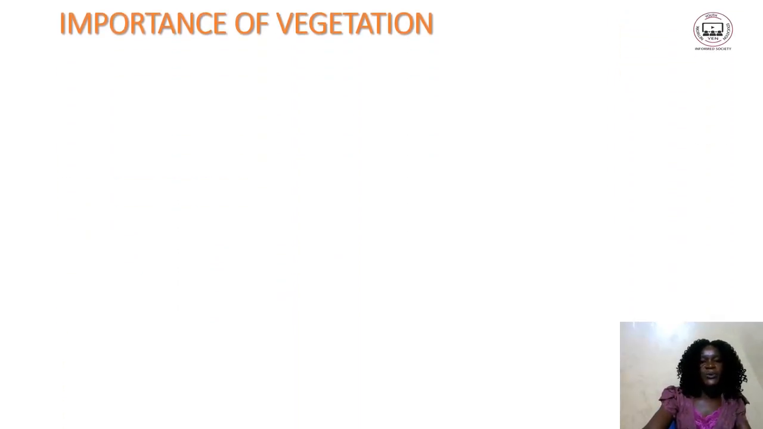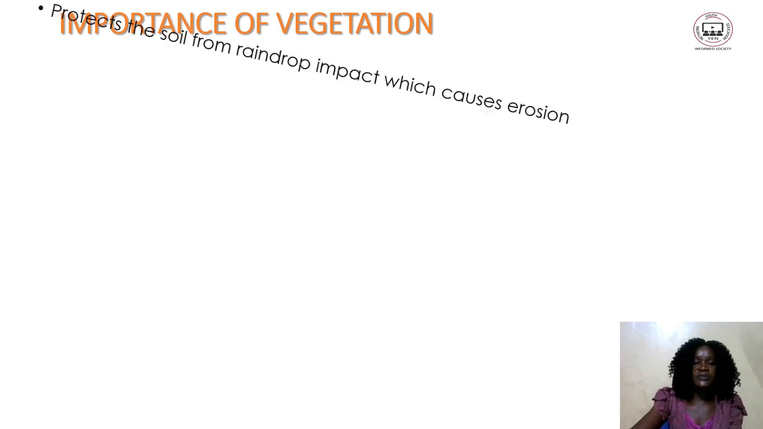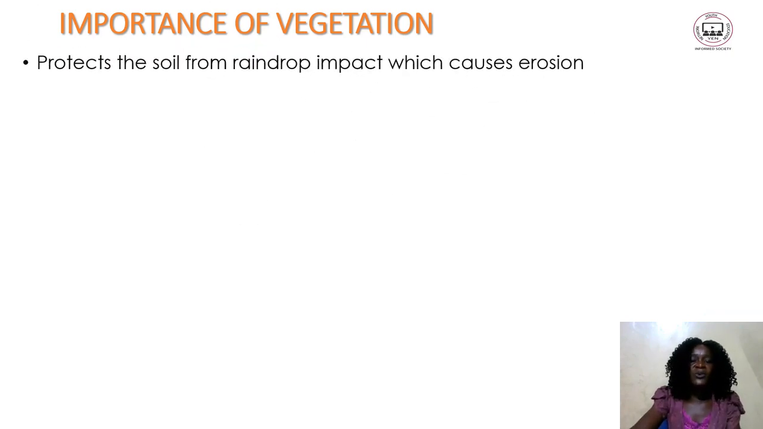Let us now look at the importance of vegetation. Vegetation is one of the natural resources which will also have an impact on agricultural crops. So one of the importance of vegetation is that it will protect the soil from raindrop impacts which cause erosion. You know, soil erosion is not good in crop production.